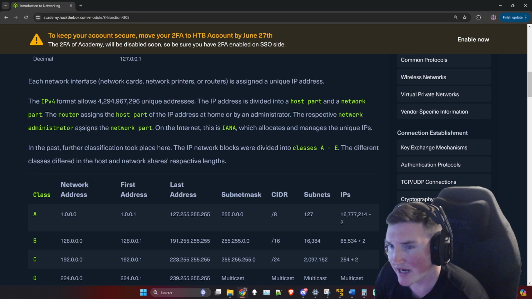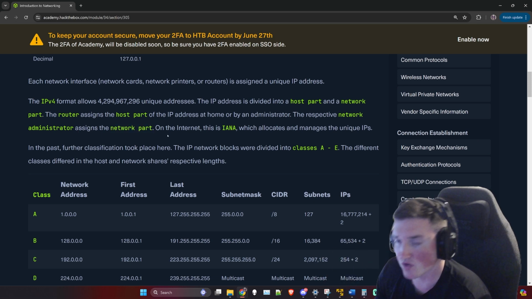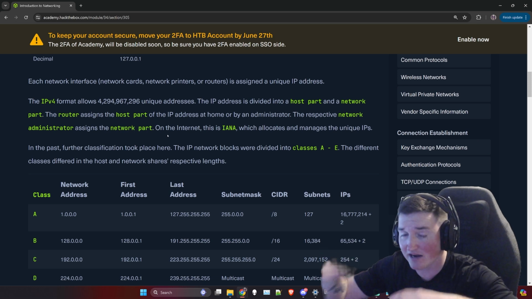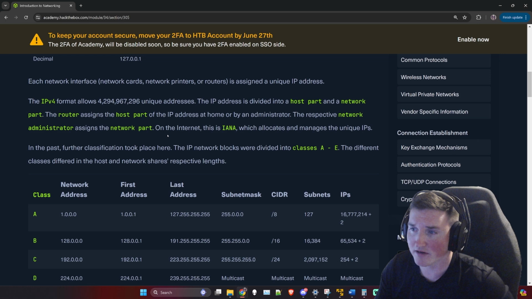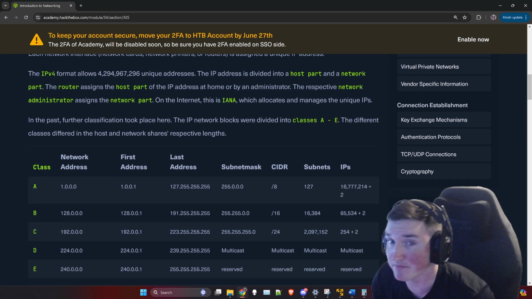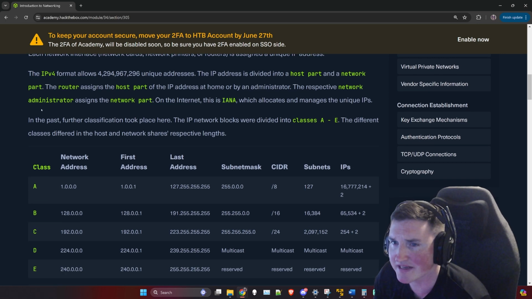The respective network admin assigns the network part. So the network admin figures out how the networks are going to talk to each other, but the host part is assigned by the router, or if the network admin sets it up beforehand, right? With DHCP and stuff like that.